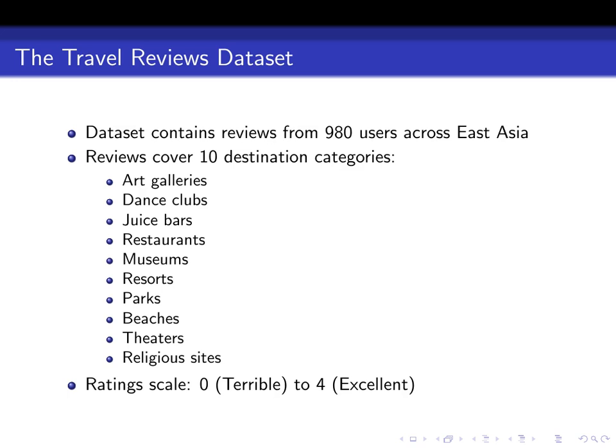Let's start by looking at our dataset. We're working with a comprehensive collection of travel reviews from East Asia, containing data from 980 users. The reviews cover 10 different types of destinations, ranging from art galleries and dance clubs to restaurants and religious sites. What makes this dataset particularly interesting is that it uses a simple rating scale from 0 to 4, where 0 means terrible and 4 means excellent.